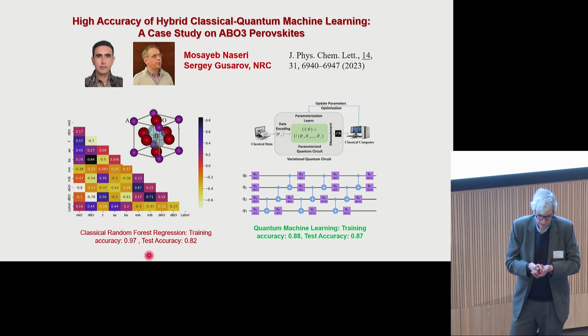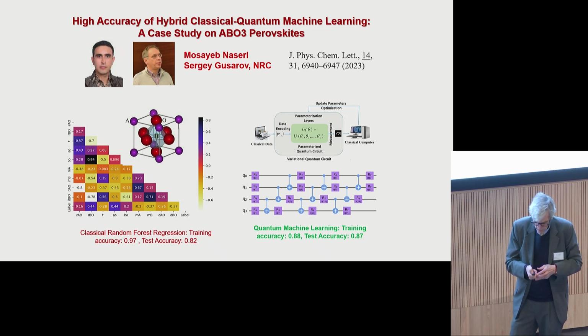We had some literature studies on this problem using classical machine learning techniques. This particular one is a random forest. And if you look at the overall accuracy, on the training set, it's 0.97. The test set, it's 0.82. So it's a good fit, but it's indicative of some overfitting.